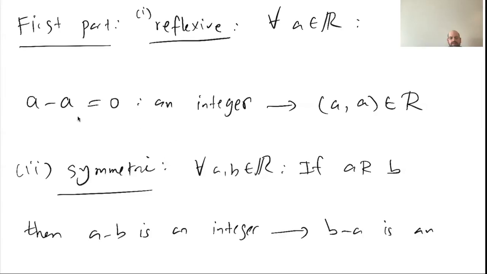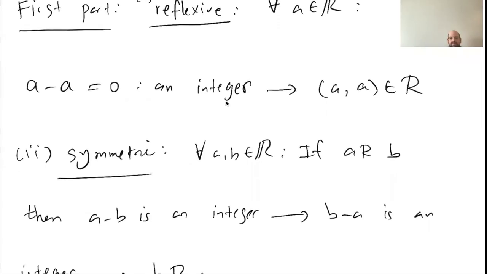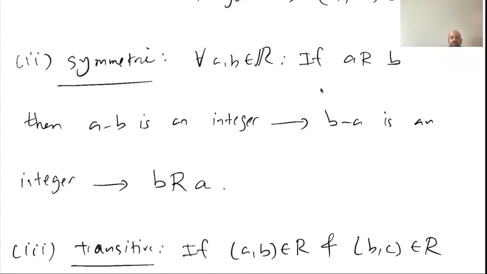For reflexive, A minus A is always 0 for every A. So A and A is in R. Symmetric: if A and B are in relation, that means A minus B is an integer, which implies B minus A is an integer. Therefore, B is in relation with A as well.